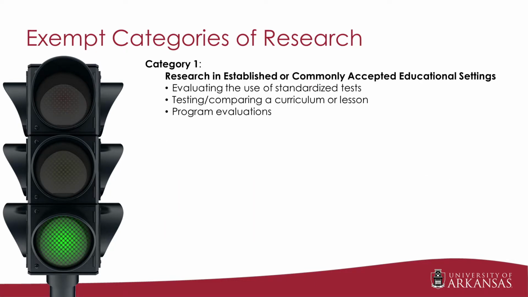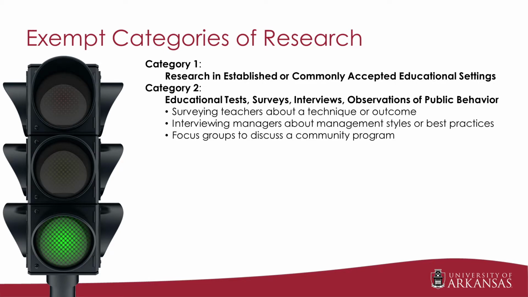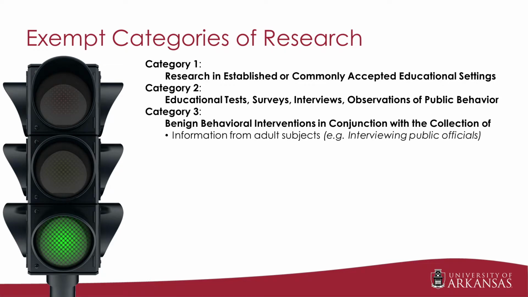Category 1 consists of research in established or commonly accepted educational settings, such as a school or university. Category 2, educational tests, surveys, interviews, observations of public behavior out in the public square, for instance. In Category 3, we find benign behavioral interventions in conjunction with the collection of information from adult subjects. That part is critical. Adults, not children.